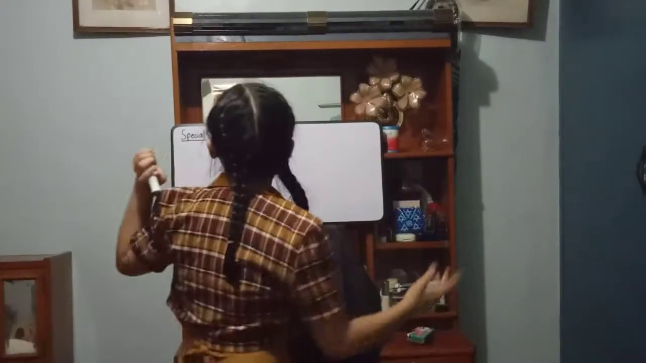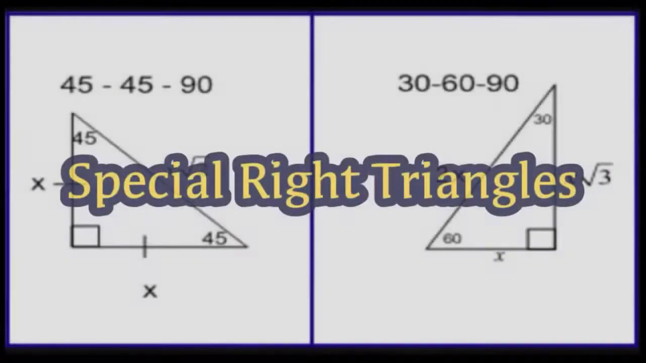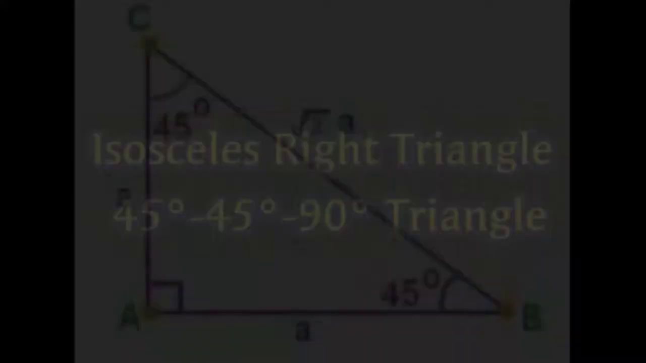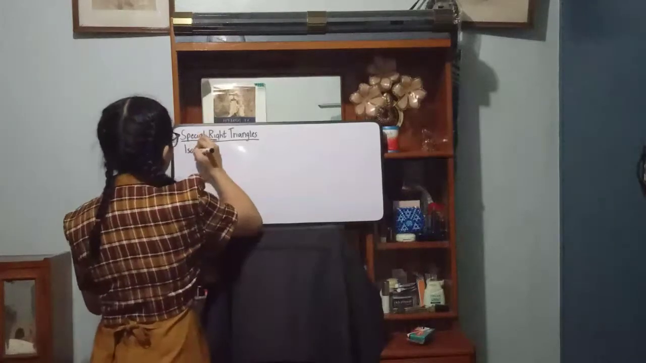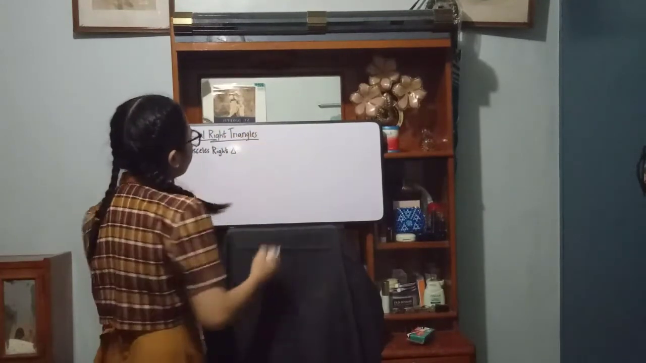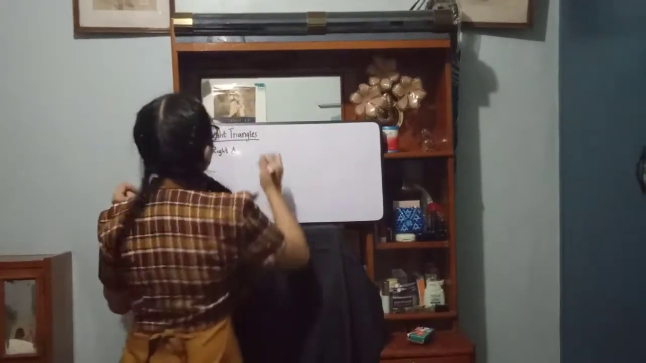I'm Irish, and for this math tutorial video, I'll be teaching all about the special right triangles. There are two right triangles that exhibit special properties, and one of them is the isosceles right triangle. This triangle is also called the 45-45-90 degree triangle.